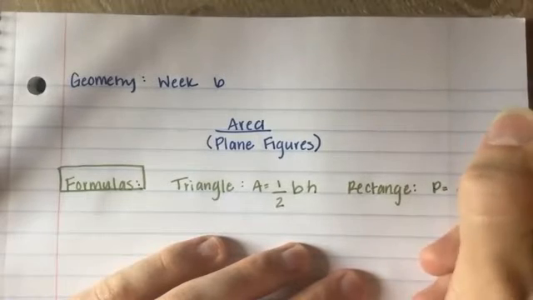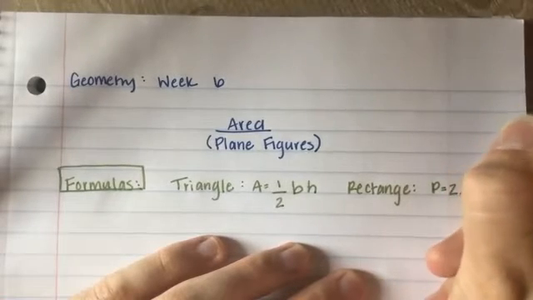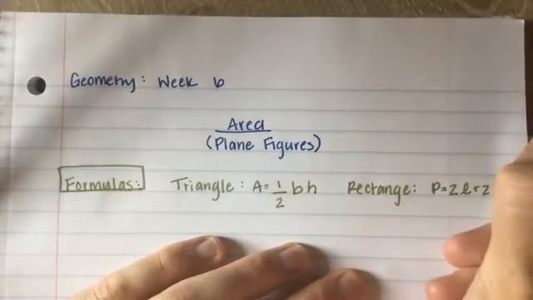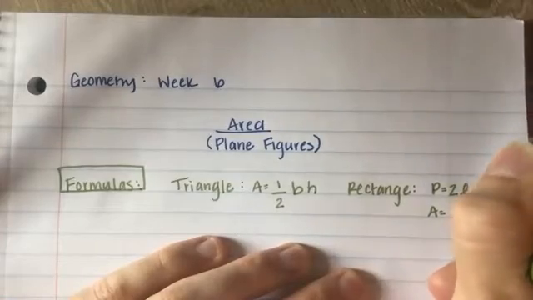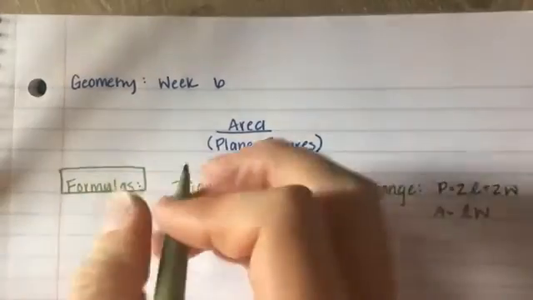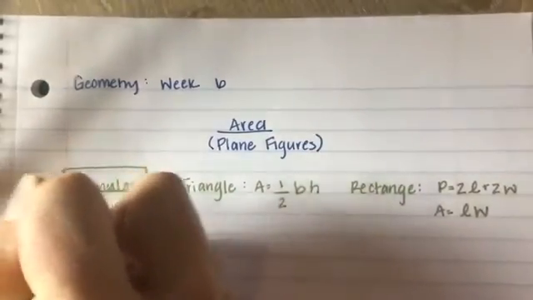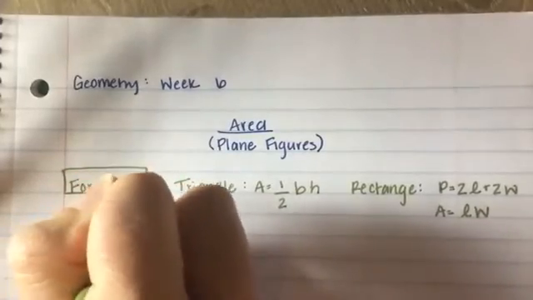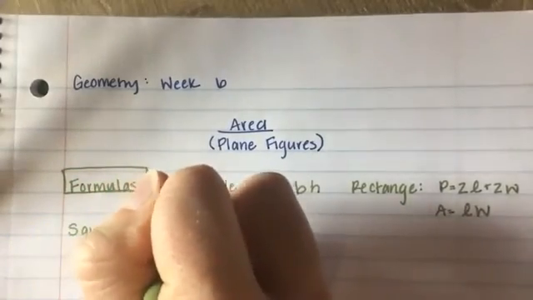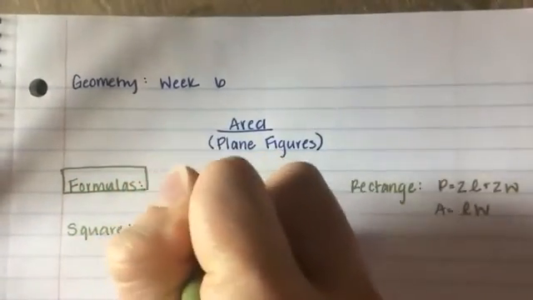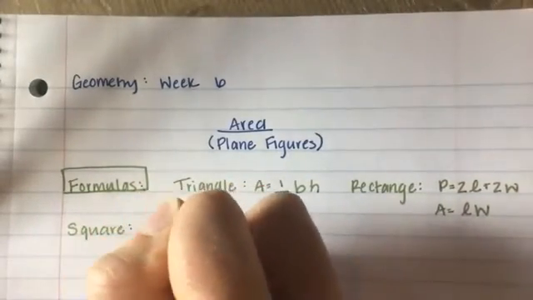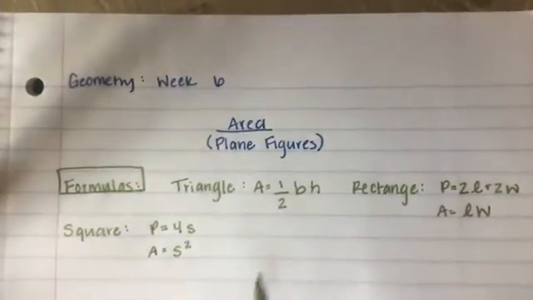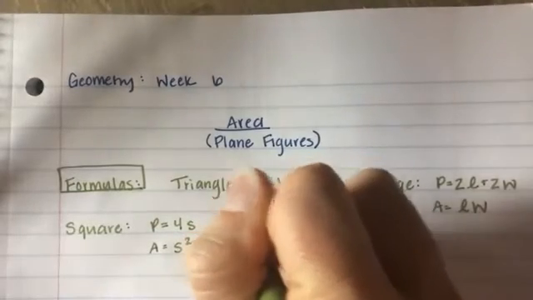I guess we're going to look at perimeter. The formula is 2 length plus 2 width, and our area formula is length times width. We have square. Our perimeter of a square is 4 times whatever the side length is, and our area is our side length squared. We have a parallelogram.